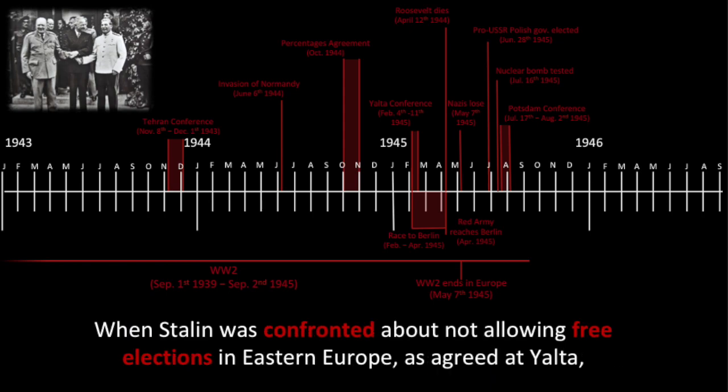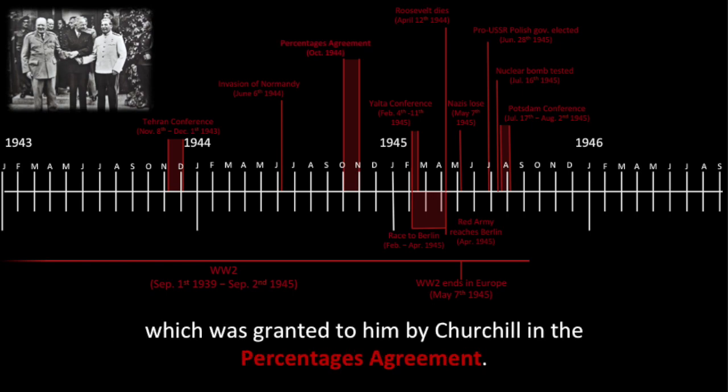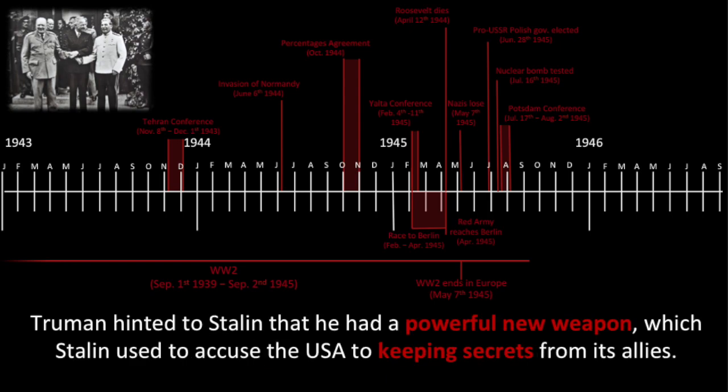When Stalin was confronted about not allowing free elections in Eastern Europe, as agreed at Yalta, he believed that the Western powers were trying to interfere with his sphere of influence, which was granted to him by Churchill in the Percentages Agreement. Truman hinted to Stalin that he had a powerful new weapon, which Stalin used to accuse the USA of keeping secrets from its allies.